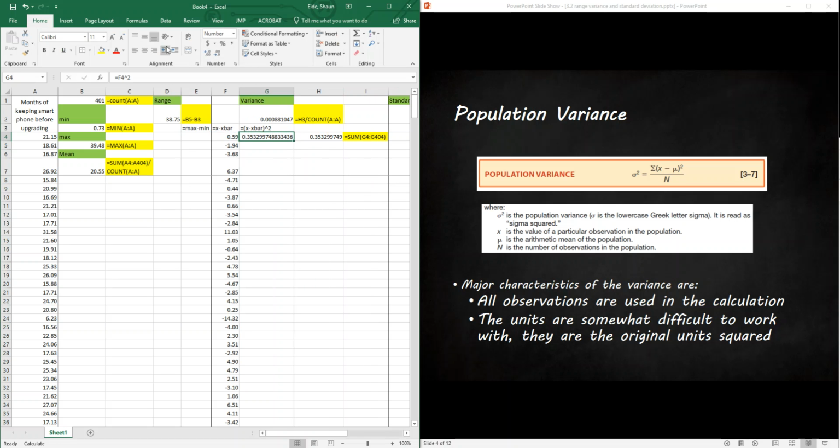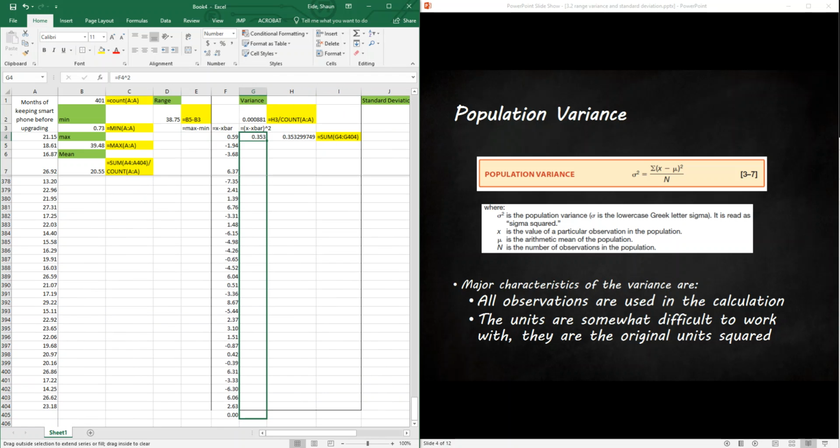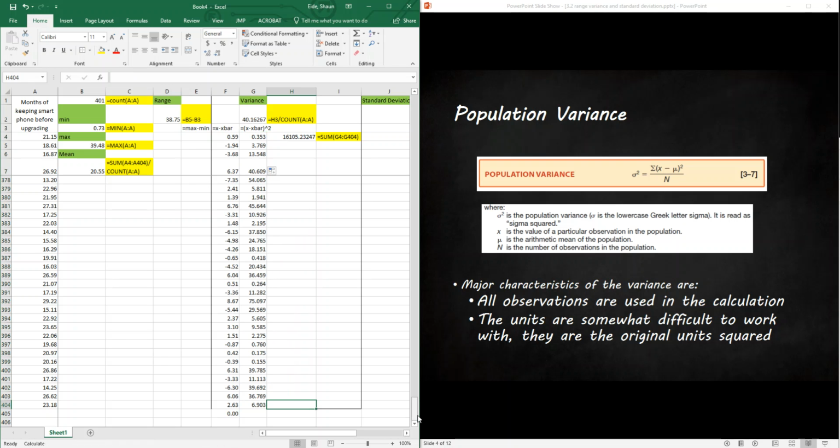We'll go with column 3 and bring this down. This right here is the individual squared distance from the mean. When you square it, it makes it so that nothing is negative.